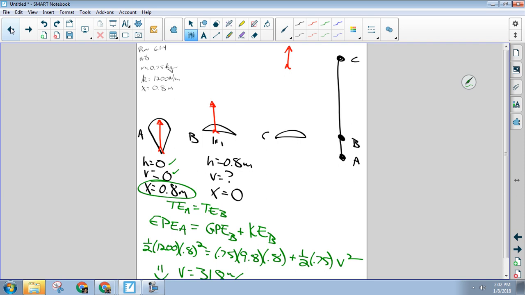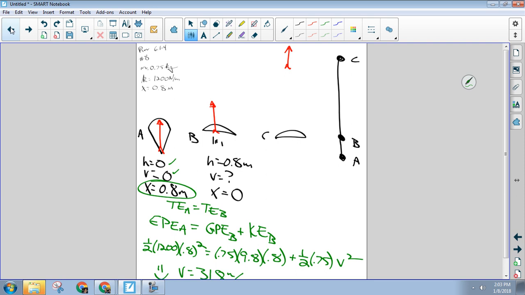So number 9 says, let's do it again. This time, instead of firing the arrow straight up into the air, we're going to fire it at an angle. So we're still going to stretch it back 0.8 meters. Is the height when it comes out going to be 0.8 meters? No, it's going to be smaller than that, right? Does that make sense?